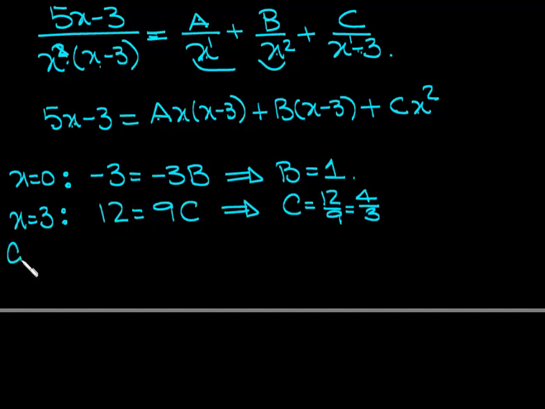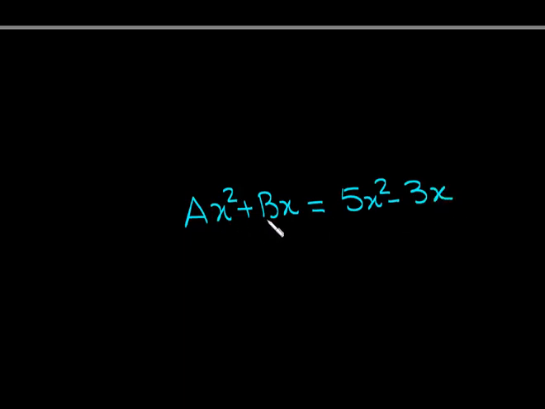Well, that's why we compare terms. Okay. Now let me talk about that for a second before I show you. If I have 2 polynomials, let's say ax squared plus bx is equal to 5x squared minus 3x. If I have 2 polynomials equal, the only way they're going to be equal is if the coefficients of the variable terms that are the same are the same.